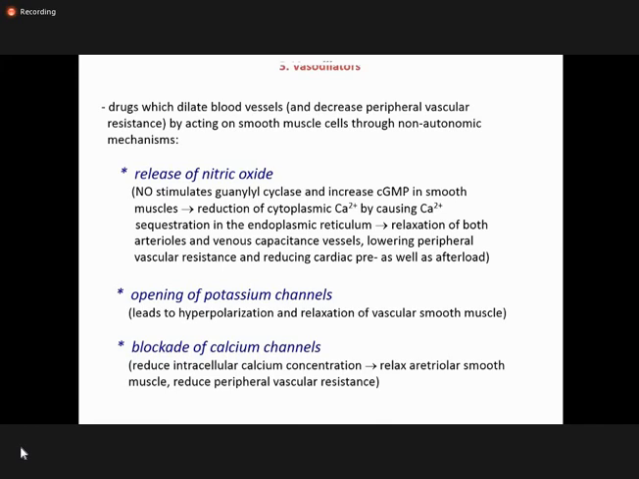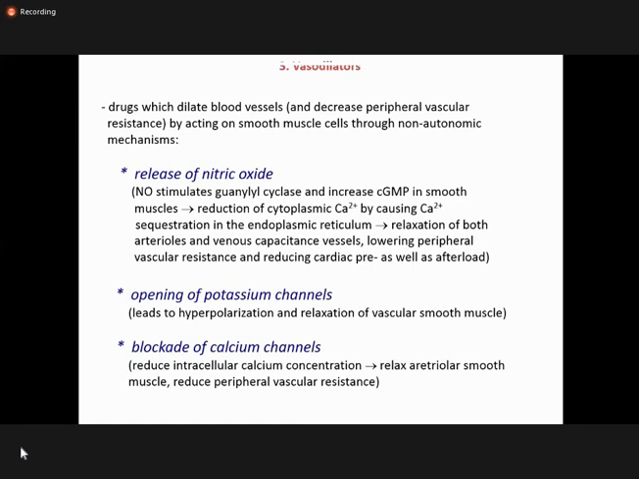So what we have done up till now, what we did in yesterday's class, diuretics and the drugs that can act on the sympathetic nerve. Now the third group, vasodilators, drugs which dilate blood vessels and decrease peripheral vascular resistance. And this point also we discussed yesterday. When there is increased peripheral vascular resistance, that is due to vasoconstriction, that will lead to increased venous return, and increased venous return, increased cardiac output, increased blood pressure.